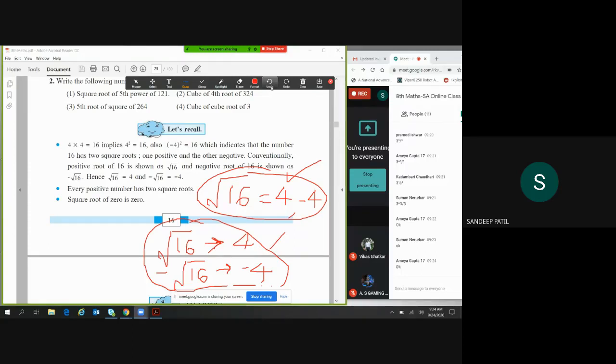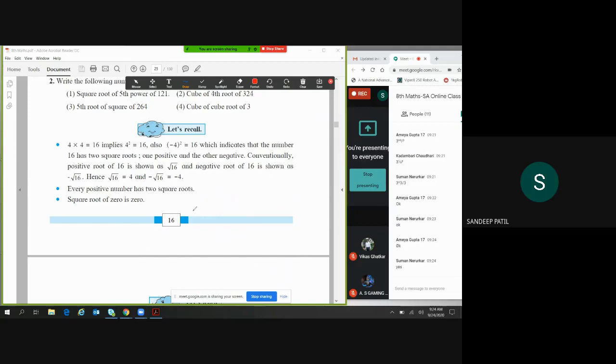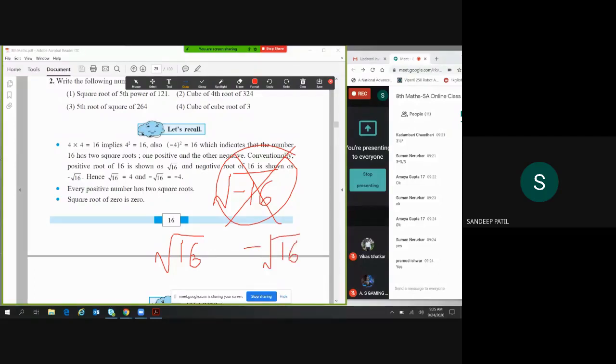Let's move further. One thing to note down: it is not minus 16. That is wrong. They have not mentioned it here, and this is very complex, which you will learn after 10th. There are two ways they can ask a question, root of 16 or minus root of 16. If they ask the first, you write positive 4, and if they ask the second, you write minus 4. Very good.